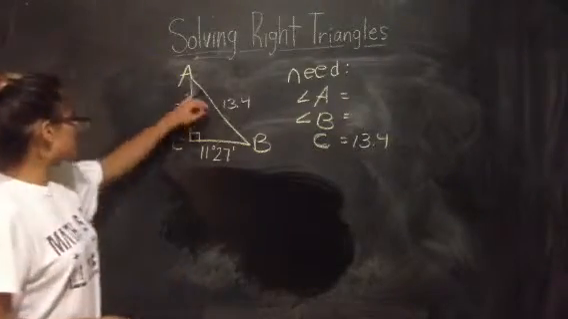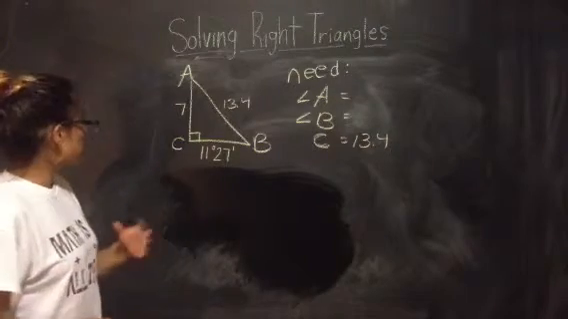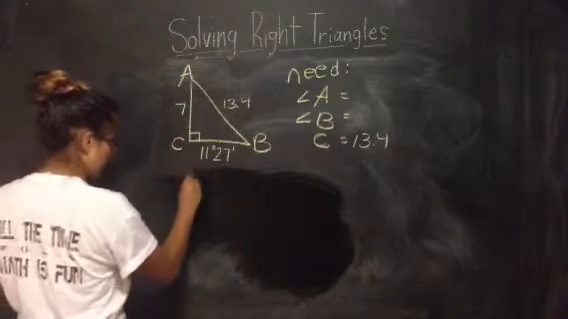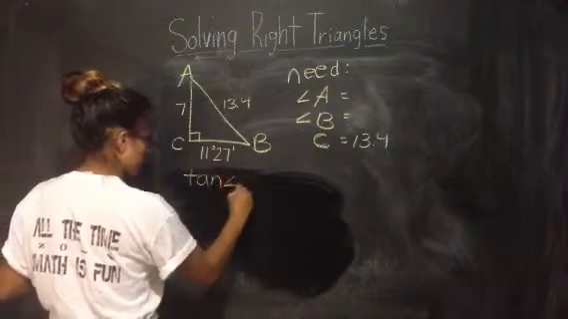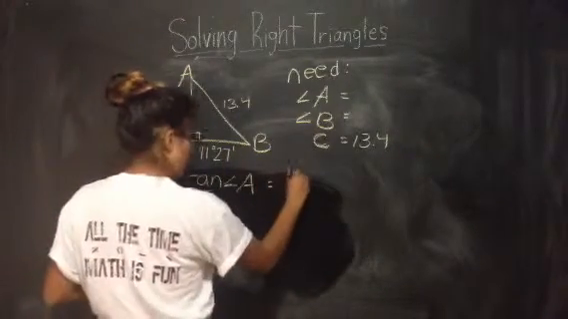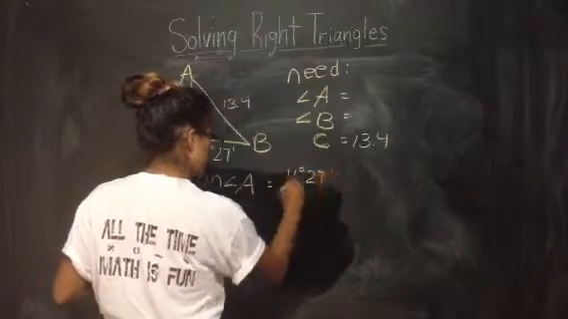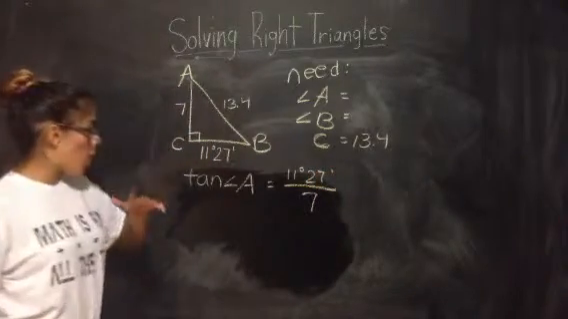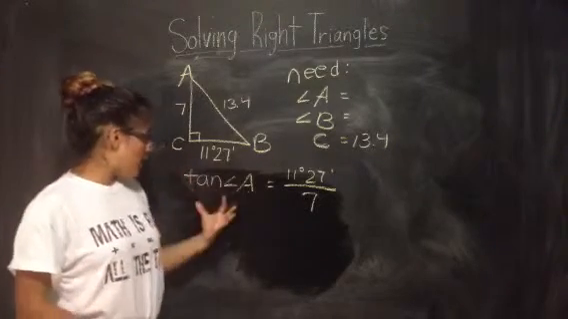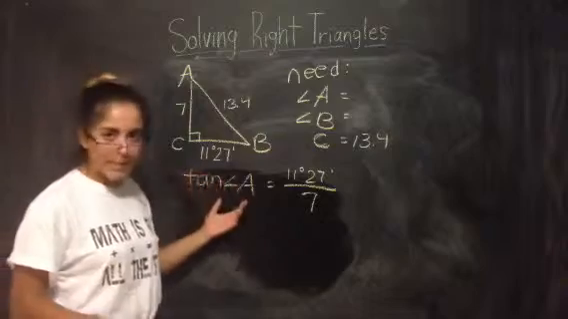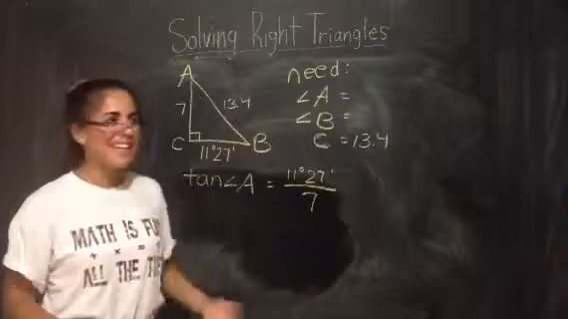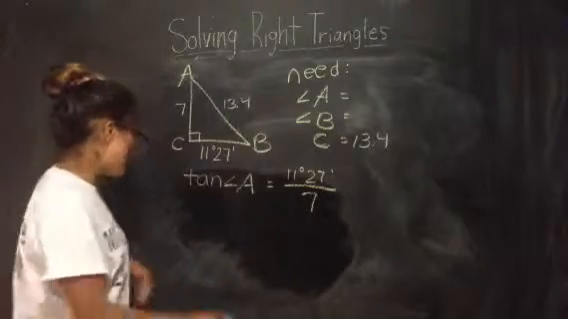So, for instance, we're finding angle A. So we know that a tangent ratio would be opposite over adjacent. So we can fill in the given information with the missing angle. So that would be opposite, which is 11 degrees, 27 minutes over 7. So all that's missing from the equation is the angle. And obviously, when you are missing the angle, you use inverse, because when I say inverse, you say angle. Inverse, angle.